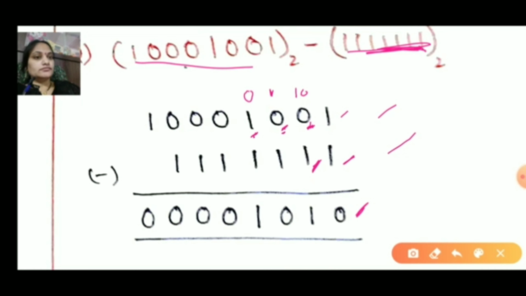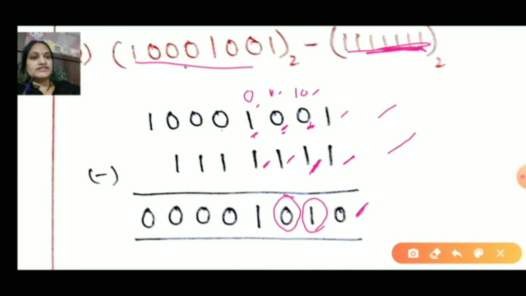Now subtract this 1 from 10. What is the rule here? 10 minus 1 is equal to 1. That's why we wrote 1 here. Again, subtract this 1 from this 1. 1 minus 1 is equal to 0. Again, subtract this 1 from 0. Okay? You cannot subtract it. That's why you have to take borrow.